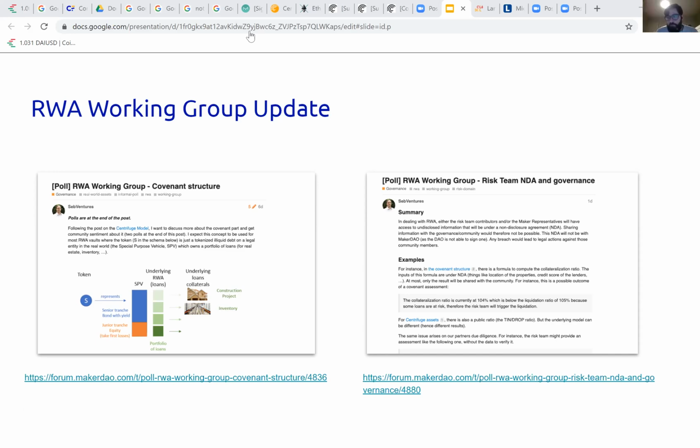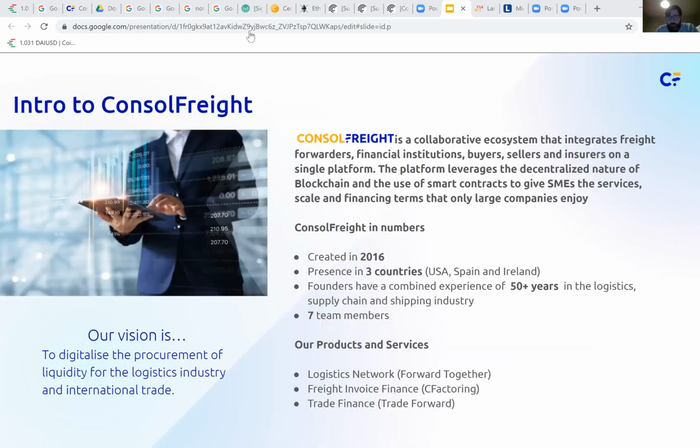Awesome. Thank you very much for the intro. And with that, I will start the presentation of ConsolFreight and what we're doing. First of all, I would like to introduce myself. My name is Alejandro Gutierrez. I am the co-founder and Chief Strategy Officer of ConsolFreight. I'm here with Ernesto Vila, my co-founder and the CEO of the company as well. First of all, allow us to say that we are really excited to take part in this project. I think it is fantastic that you are opening DeFi to real world assets, and we see there is a big synergy with what we do.